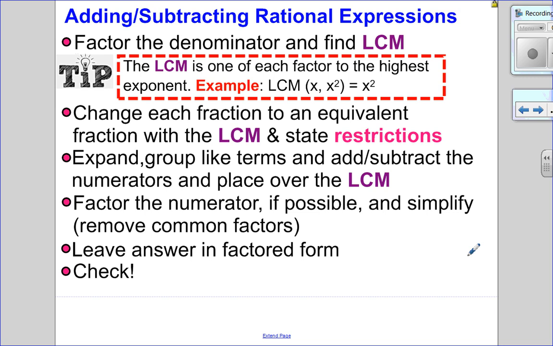Then what I want to do is change each fraction to an equivalent fraction with the lowest common multiple and state my restrictions. Once I'm done that, I can expand and group like terms in the numerator, place it over the denominator, and factor the numerator if possible, because we're looking to see, is there anything that can cancel? Leave your answer in factored form, and my favorite step, remember the check.